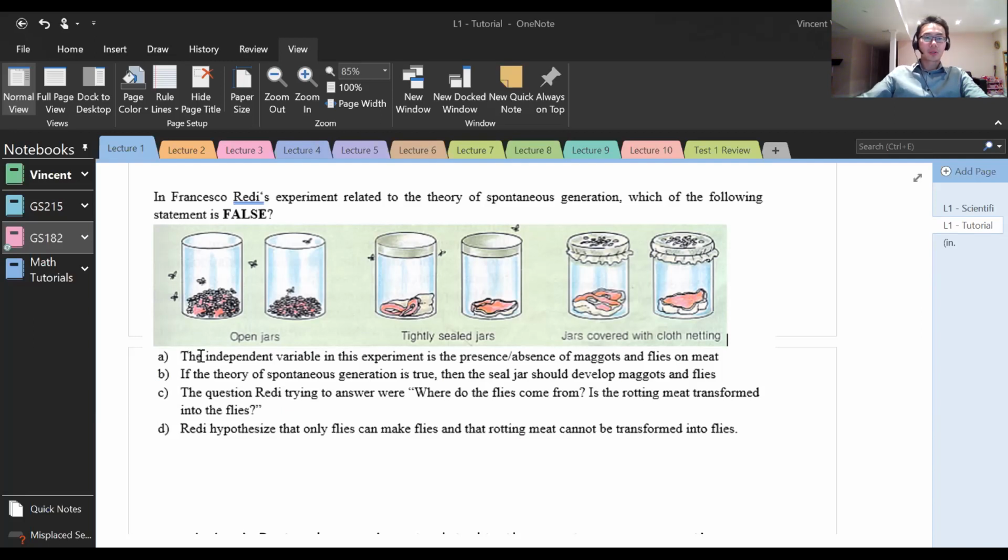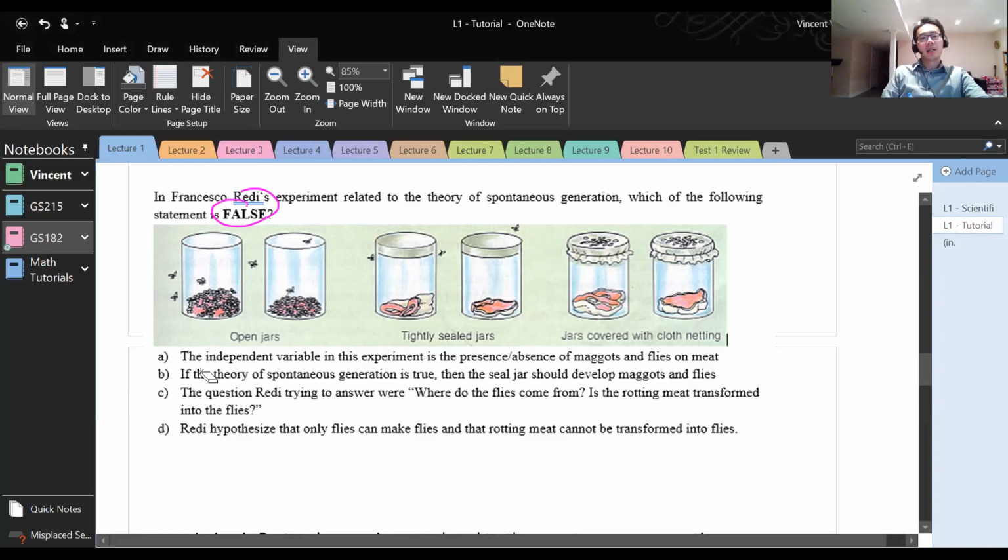These are the results. Let's take a look. We are looking for the statement that is false, right? The first one, the independent variable in this experiment is the presence or absence of maggots and flies on meat, is incorrect. Remember, the independent variable is the variable that is being changed deliberately by the person. So that would be the type of covering that is being used. As a result, this is the false statement. All the other statements are true.